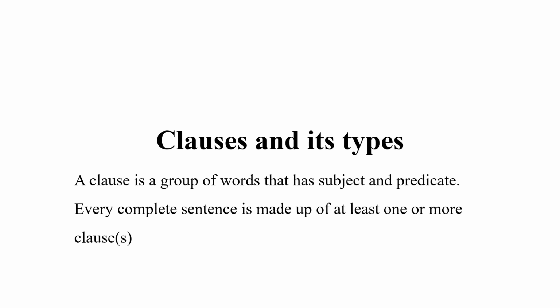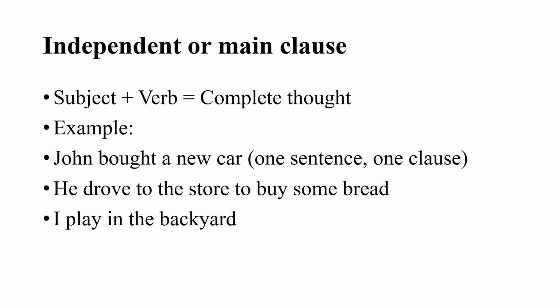So let's discuss the clauses and its various types one by one. Moving towards the definition of the clauses, we know that a clause is a group of words that has a subject and a predicate. Every complete sentence is made up of at least one or more clauses.